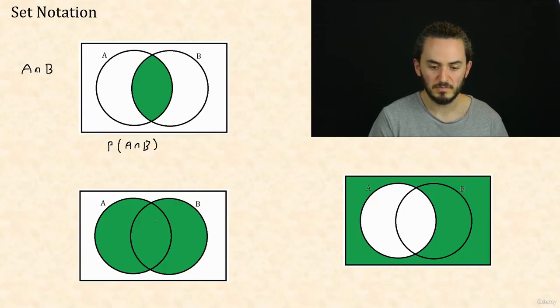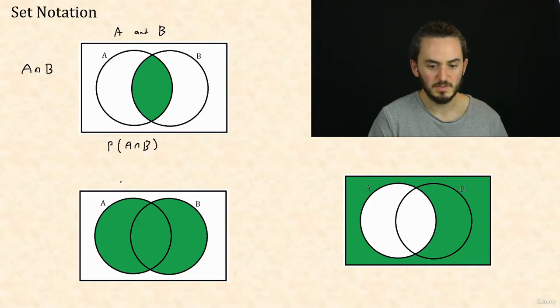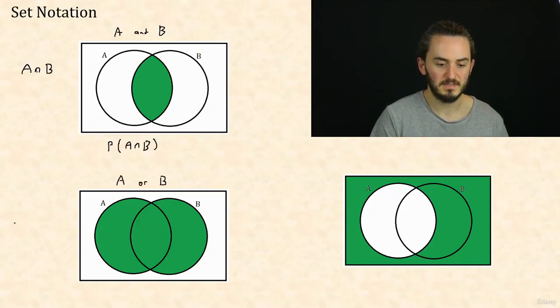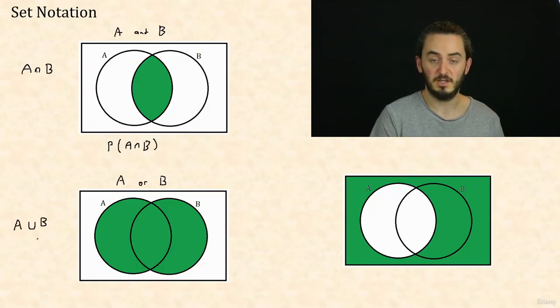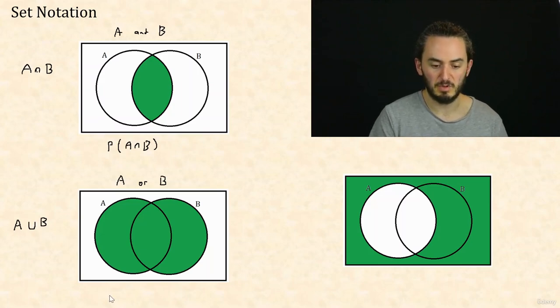Right, this one here, well, we want all of A and all of B and all of the intersection. Actually, I should write the words here, shouldn't I? So this one is A and B. This one here is A or B. Now the symbol for that is the union symbol, which is just the upside down version of the intersection symbol. It looks a lot like a U. A or B.